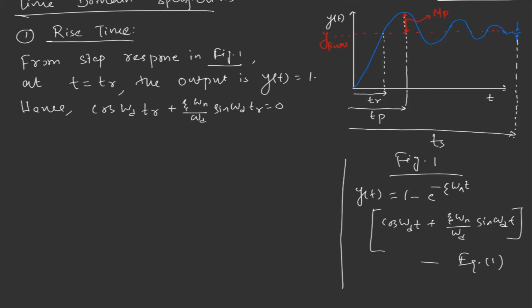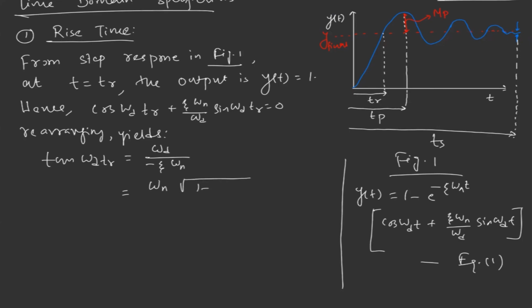After rearranging, we can write tan omega d tr equal to omega d divided by zeta omega n, or in place of omega d, we can write omega n root over 1 minus zeta squared divided by omega n zeta.